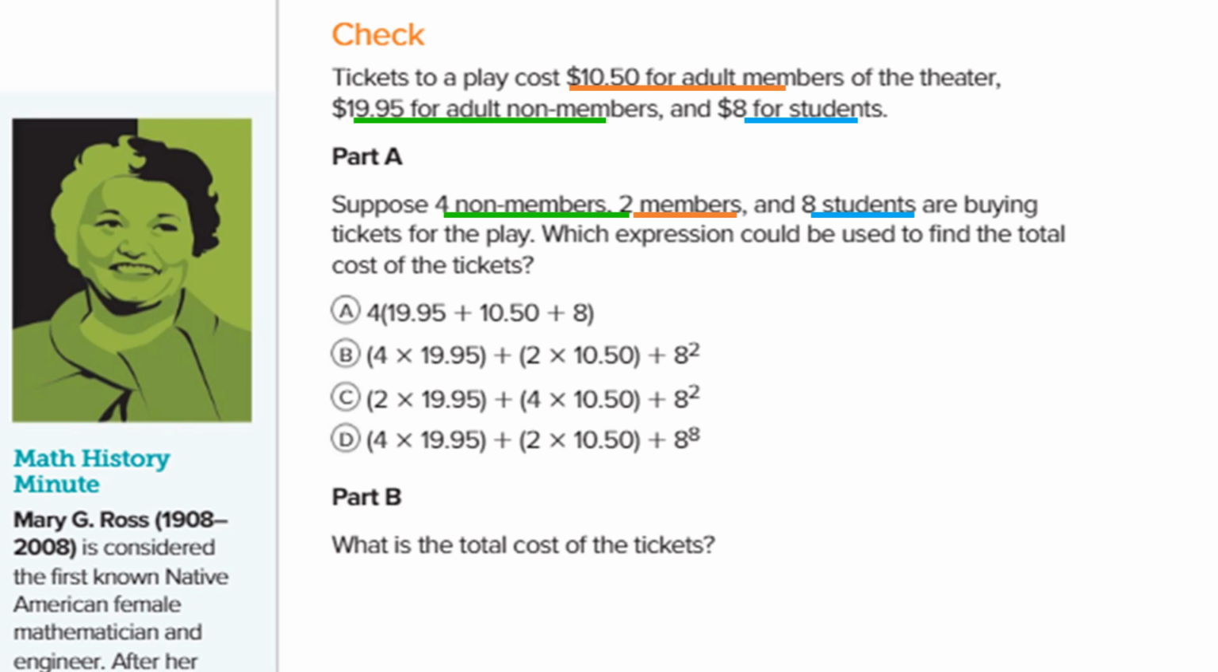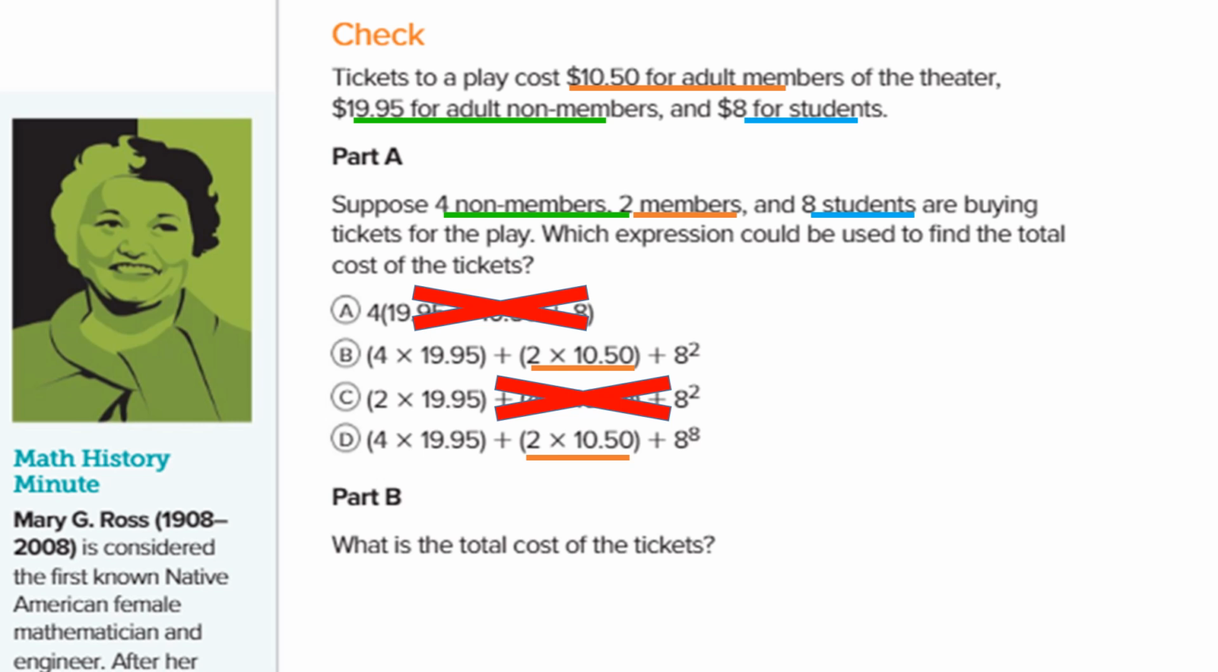So I have to make sure that I'm doing the right steps in my math. When I look at the first one, am I buying 4 of all the different types of tickets? No. So that one doesn't make any sense. That cannot possibly be it. For part B, it says I'm going to multiply 4 times 19.95 and 2 times 10.50. Does that match up to what I said? Yeah, it does. So if there are 2 at $10.50, but C doesn't have that and D does. So now we're between B and D.